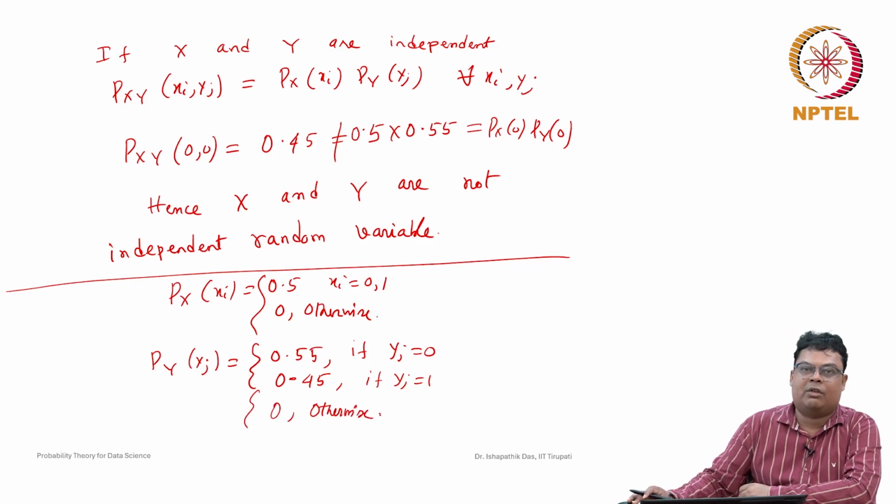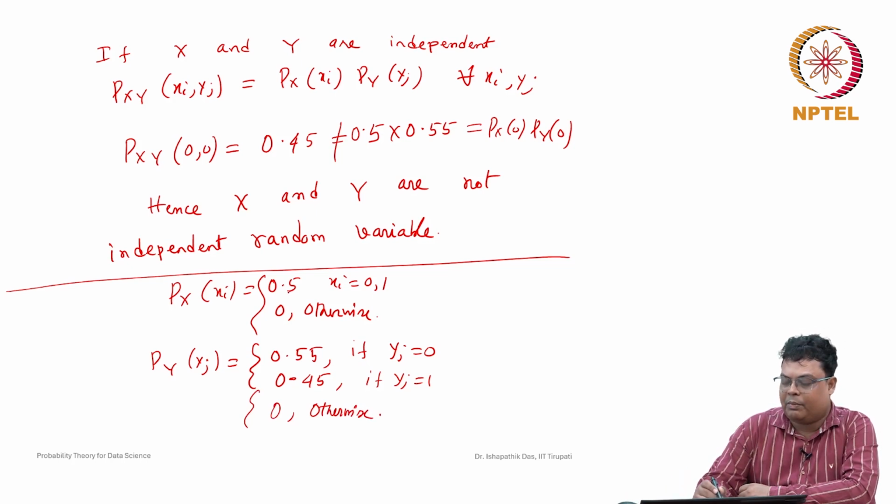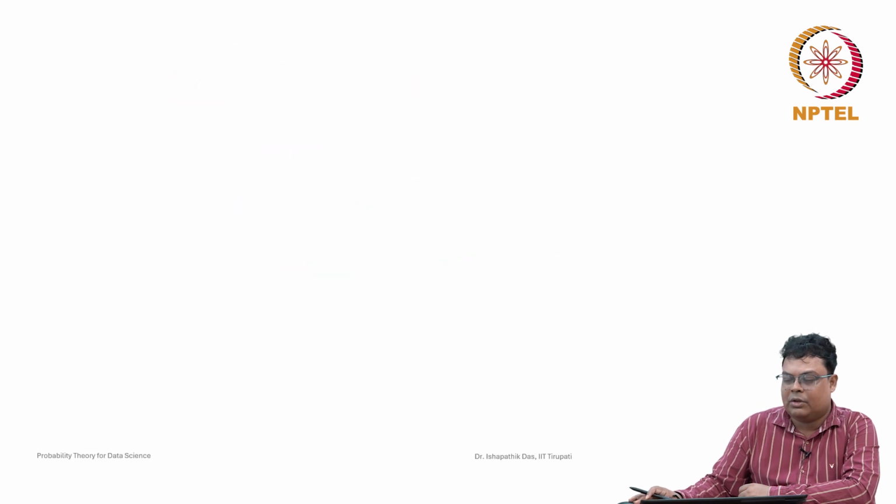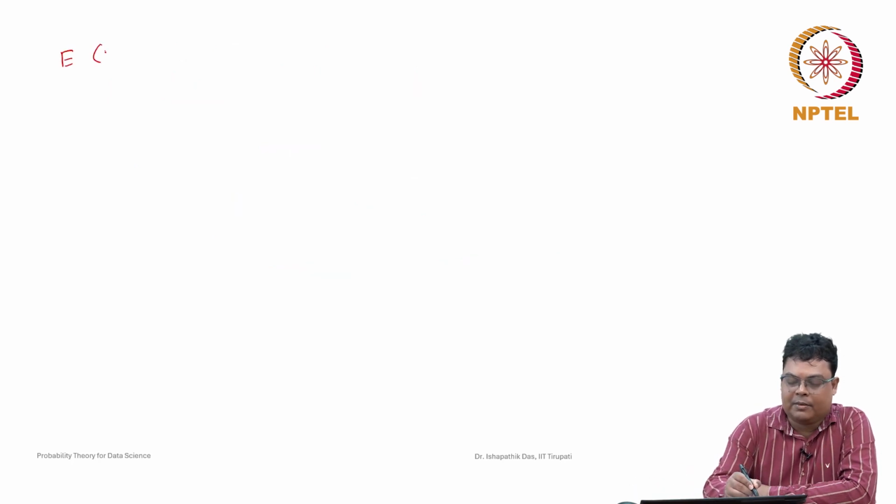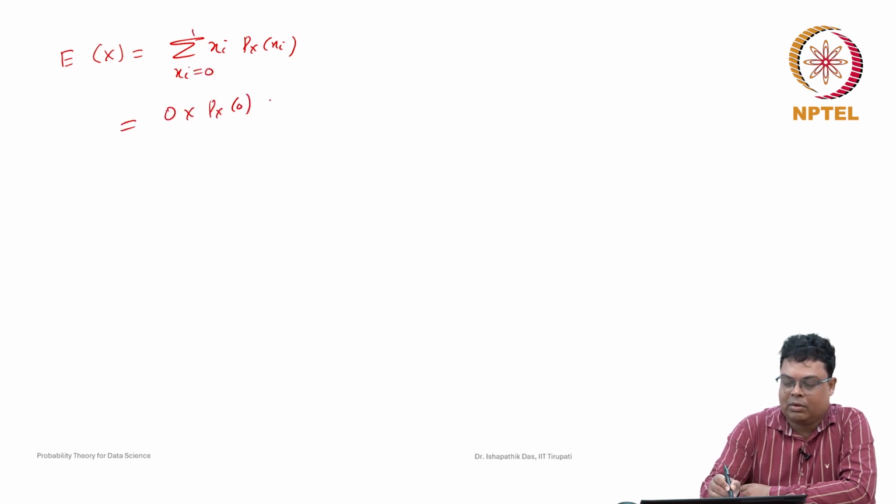Basically both are Bernoulli random variables, here with probability p equal to 0.5 and here with probability p equal to 0.45, if you can remember the Bernoulli random variable. Otherwise you can use this probability mass function. So now what will be the mean? The expected value of x will be the summation of xi px of xi over the possible values of xi. Now xi can take the two values 0 and 1. So this is 0 into px of 0 plus 1 into px of 1, which is 0 plus 0.5. So this is nothing but 0.5.